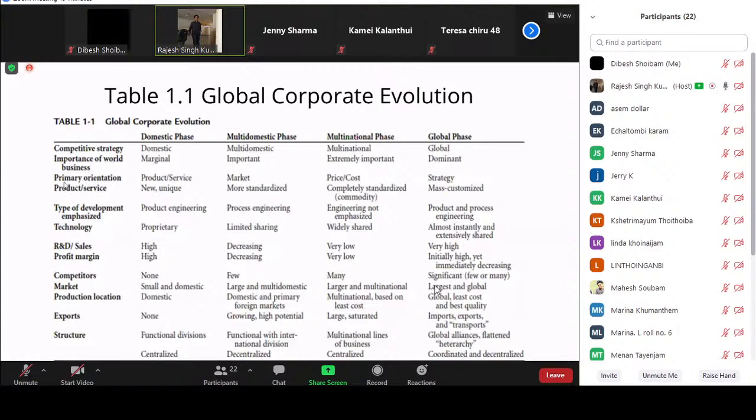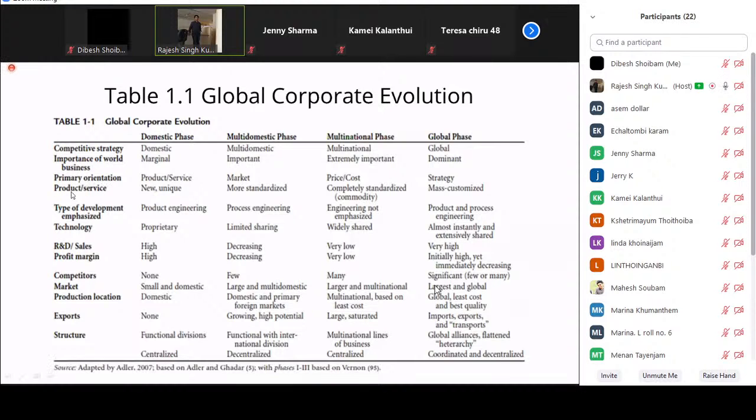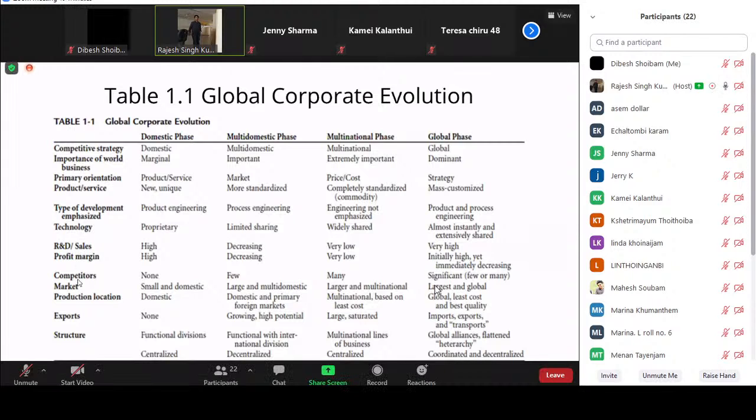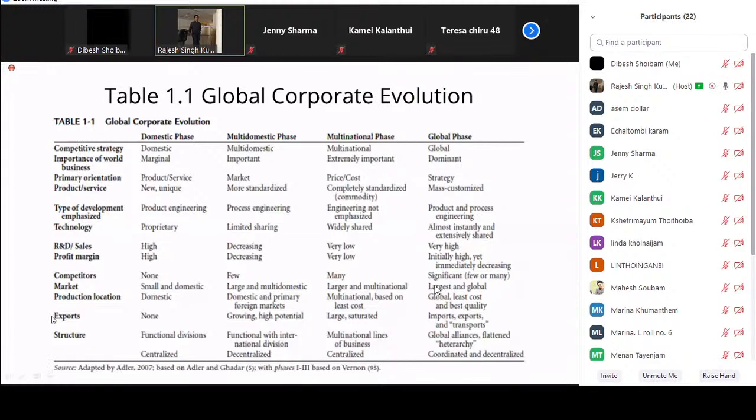So likewise, primary orientation, then product service type of development, emphasis on R&D. These are some of the characteristics for each phase of an organization, right from the domestic phase till it becomes a global company, presented here in this table.